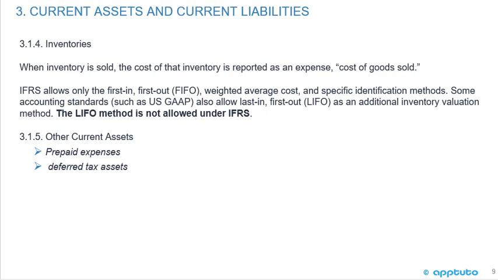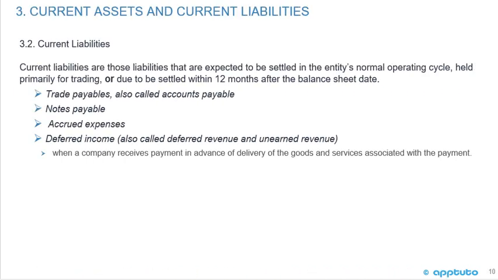Some accounting standards, such as US GAAP, also allow last in, first out, which is LIFO, as an additional inventory valuation method. The LIFO method is not allowed under IFRS. Put that in bold. Don't worry, there's going to be lots more about LIFO and FIFO in the reading on inventories in the CFA Level 1. And finally, looking at some other current assets would be such things as prepaid expenses like prepaid rent. We would credit cash, debit prepaid rent, it's a prepaid expense, and deferred tax assets are classified as an other current asset.